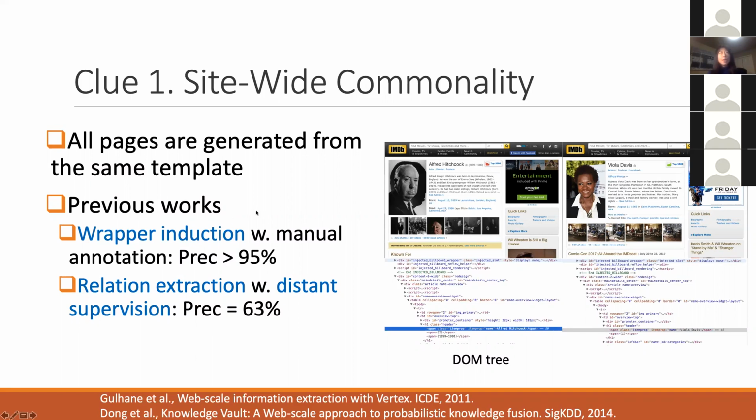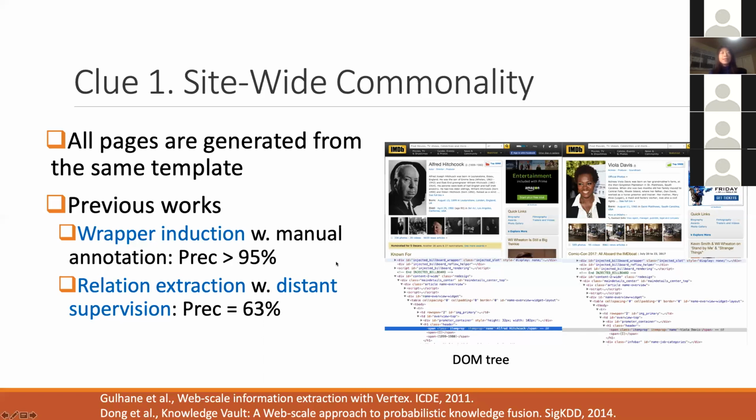So previous work has leveraged this commonality between the web pages within the same website. There are two major streams of work. One is wrapper induction, and here the idea is that since those HTML files are so similar, let's get manual annotation for a few pages, maybe 5 pages, maybe 10 pages, and then we could reverse engineer what the DOM paths are to generate particular predicate information, such as the born date.